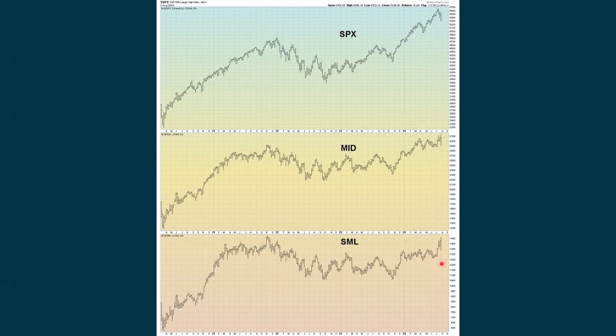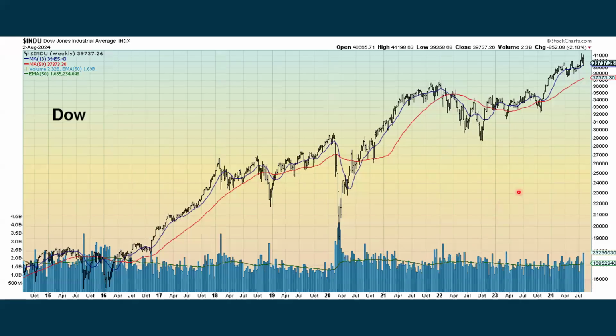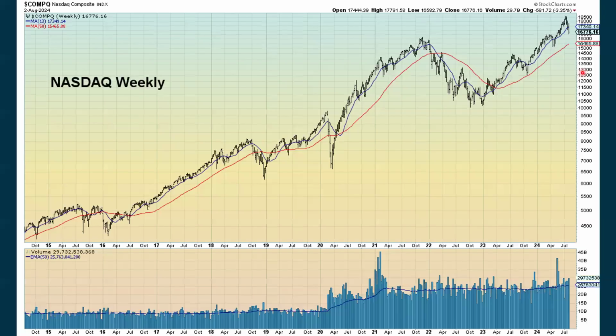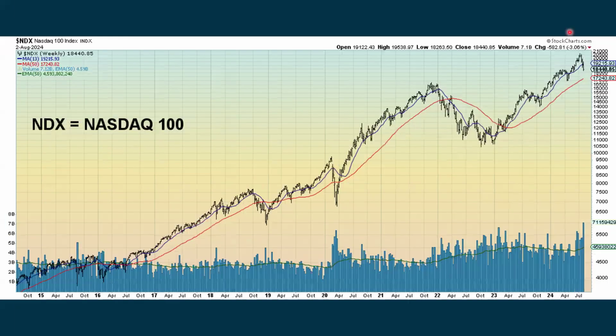They got hammered also. But when you look at the Dow, we're still above the 13-week moving average, even though it did decline. The NASDAQ is falling below. We're seeing more weakness here. We're down below the 13-week moving average. We're also below it with the NASDAQ 100.